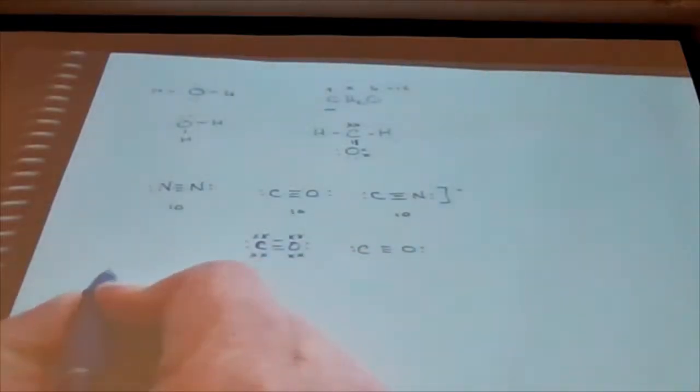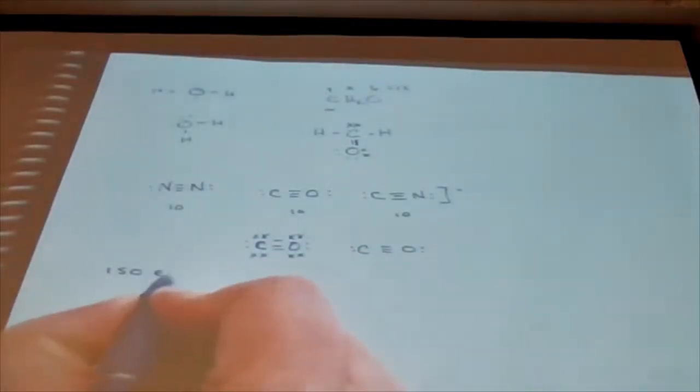Remember, I'm getting my count of 10 electrons by looking at how many valence electrons carbon has, and how many oxygen has. 6. Does anybody need help remembering how to get to the valence electrons? Excellent. These that all have 10 electrons are what we call isoelectronic.